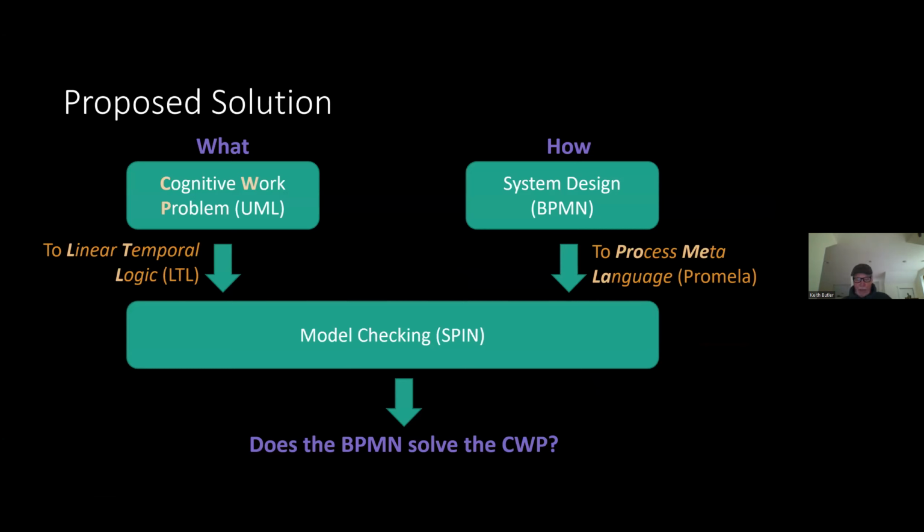So the proposed solution involves translations. In order to use the SPIN model checker, we have to translate the cognitive work problem from a UML state diagram into linear temporal logic, and the system design in BPMN into the Promela language for model checking. And so the question is, does it solve it? Next, please. And now we'll go on to Bryce's live demo. It's over to you, Bryce.